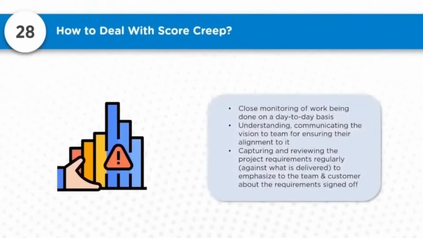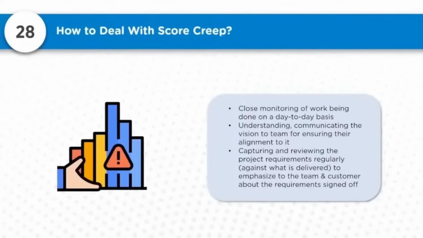So to avoid scope creep, to deal with it, one has to ensure close monitoring of the work being done on a day-to-day basis, because scope creep can happen through team members. Team members are influenced by the customer, and because of that it may happen. So understanding and communicating the vision to the team ensures alignment, so the team is very sensitive about the changes that are happening.